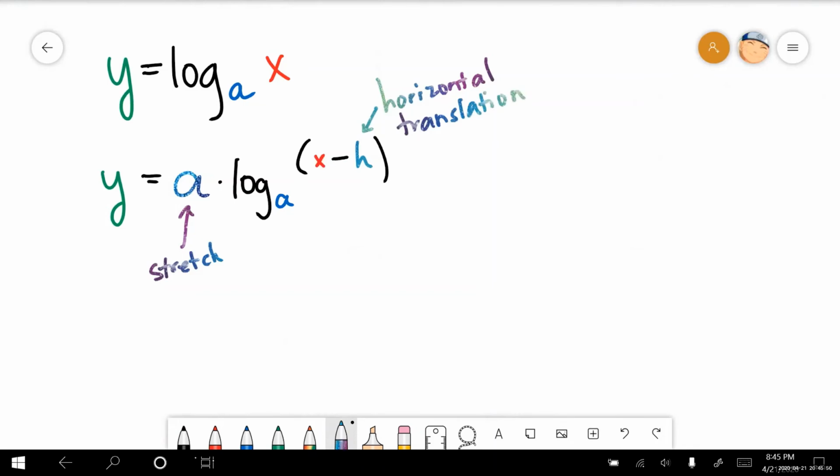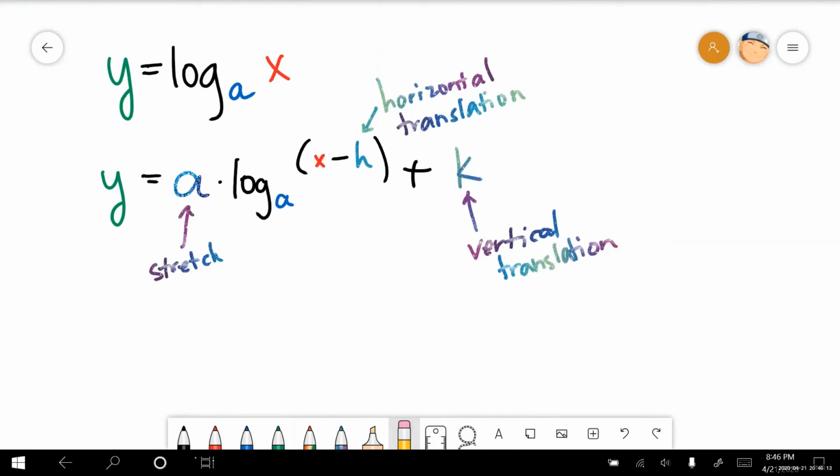Okay, and then of course, we've got plus k, where k is a vertical translation. And that one was a little easier to deal with if you guys remember. If it's positive, you move up. If it's negative, you move down. So not too bad.